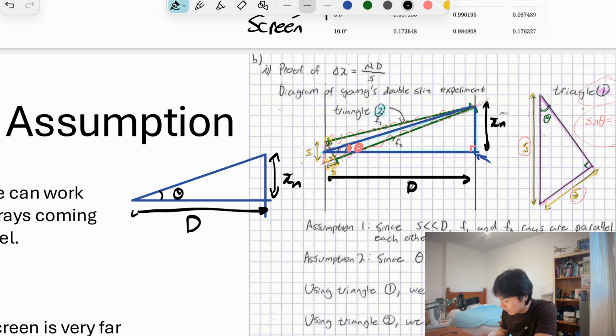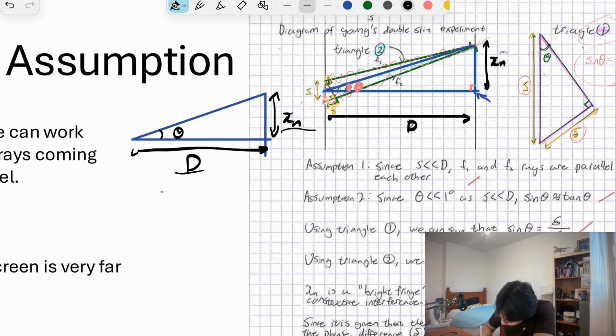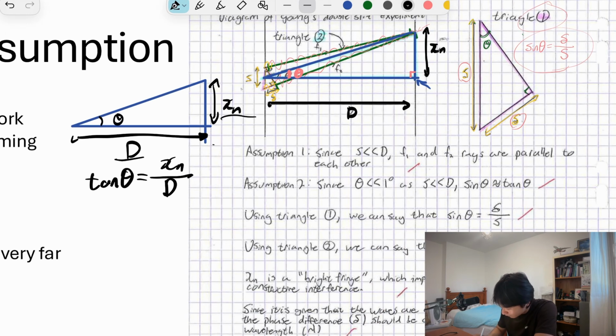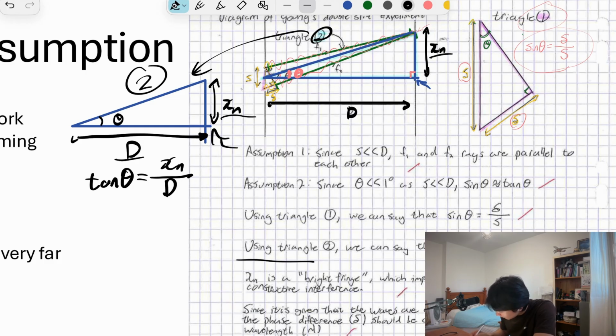How can we relate these two quantities here? If you use trigonometry, we can say tan of theta is going to be opposite over adjacent. Using this triangle here, which I wrote as triangle 2, we can say that tan of theta is going to be this height here, the opposite over adjacent.